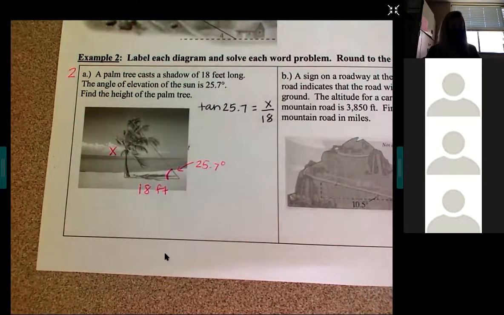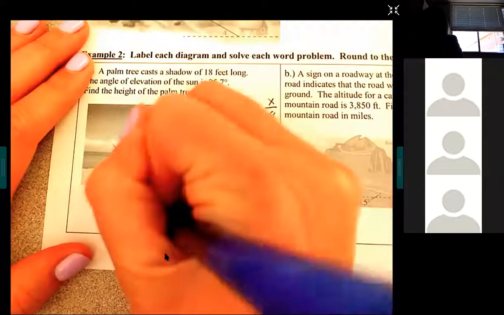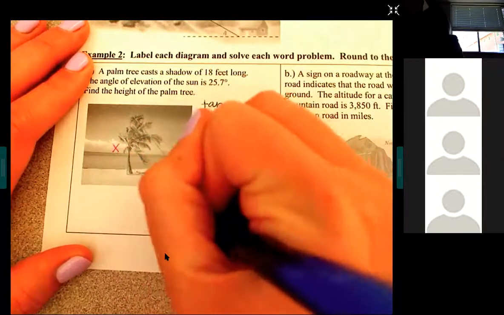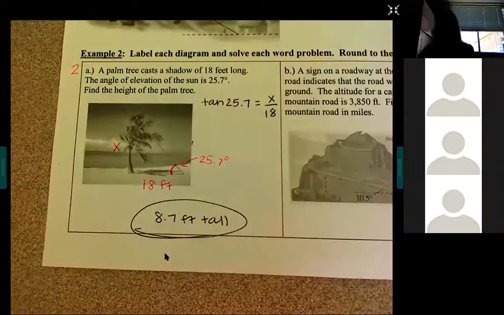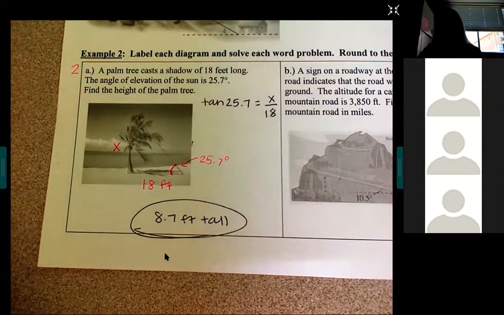All right, here we go. Mode, degree, 18 times tangent of 25.7. Did y'all get 8.66? It said round to the tenth, so 8.7. 8.7 feet tall. Questions on the first example? Are y'all good? Yes? Okay.